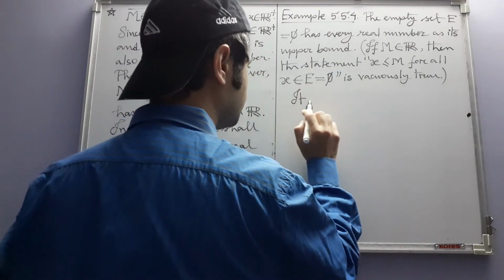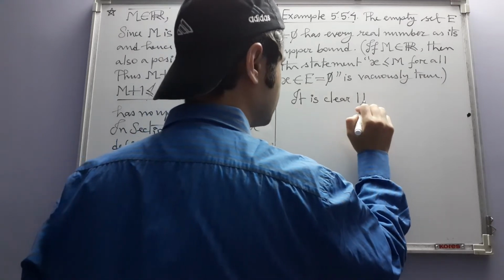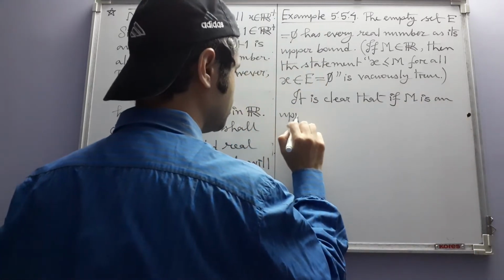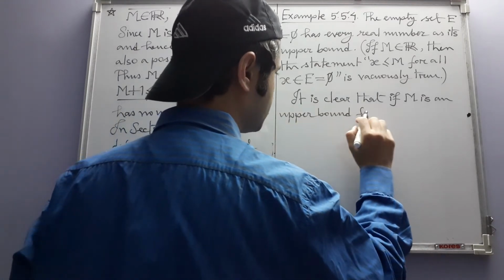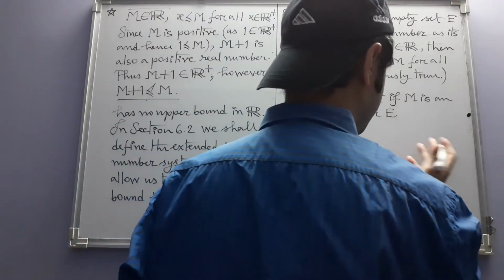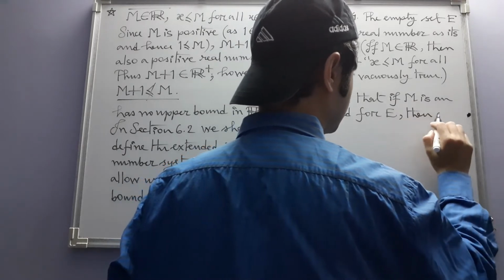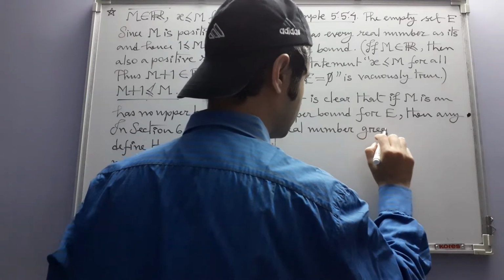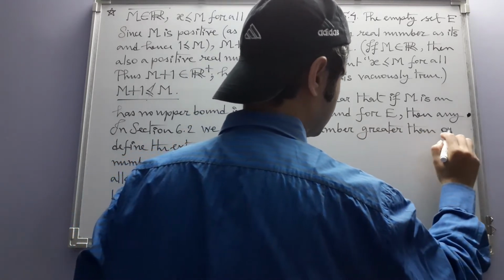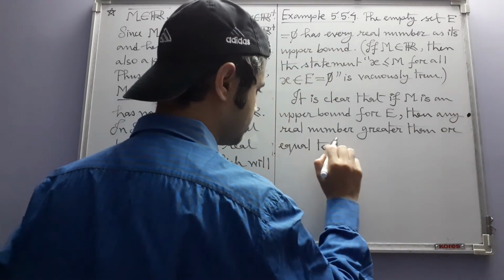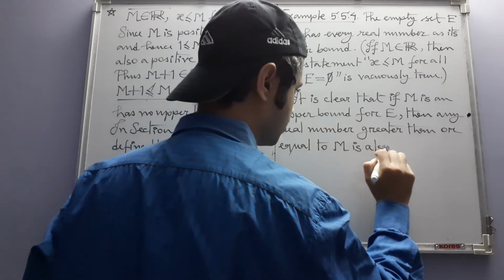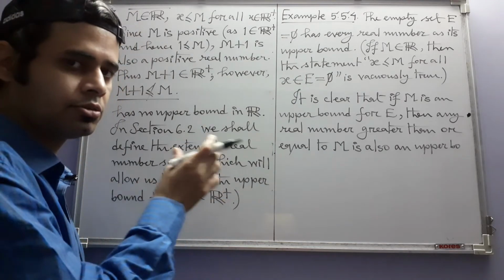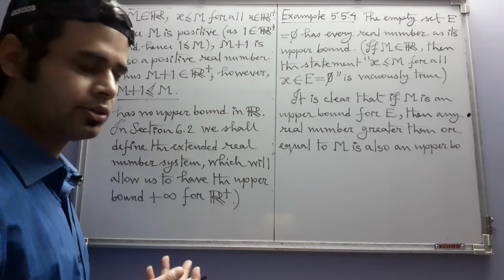Okay, now it is clear that if m is an upper bound for the subset E of R, which is some subset, then any real number greater than or equal to m is also an upper bound, which we have seen in the first example itself. 1 is an upper bound for the closed interval 0, 1, and so is every number greater than or equal to 1.